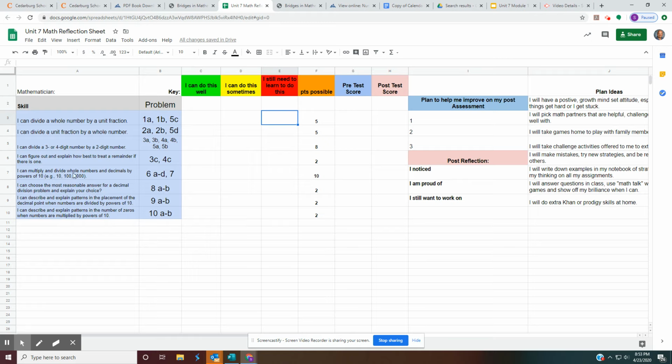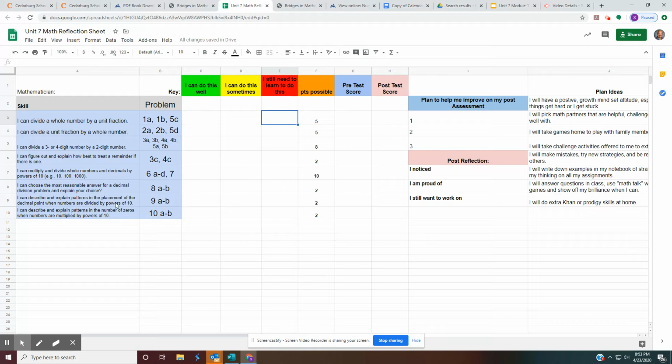I can multiply and divide by powers of 10. Those were questions, if you remember, 6A through D and number 7. Those are worth 10 possible points. 6A through D are worth 4 points. And actually, number 7 is worth 6 points, one for each answer. So figure out whether, if you got 9 or 10 right, you can do this well. If you got 8 to about 5 right, you can do this sometimes. And if you got more than 5 wrong, you still need to learn how to do this.